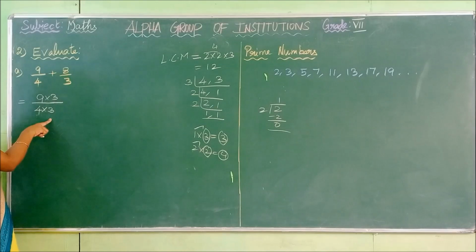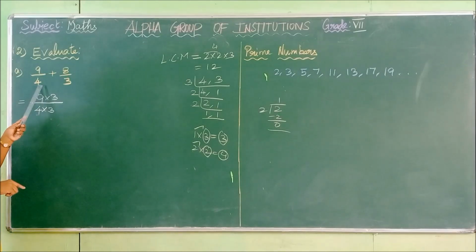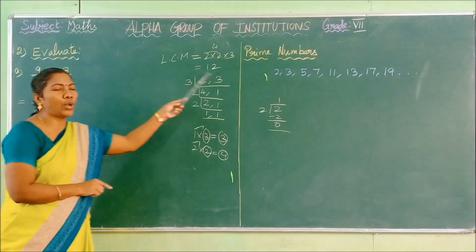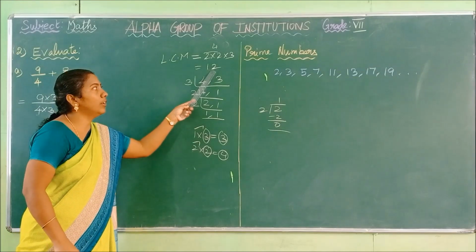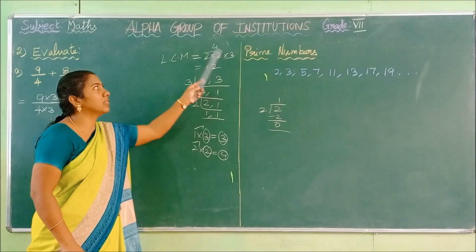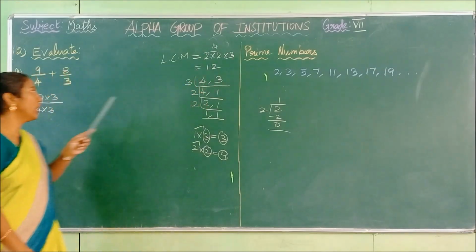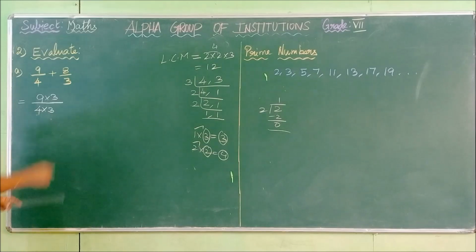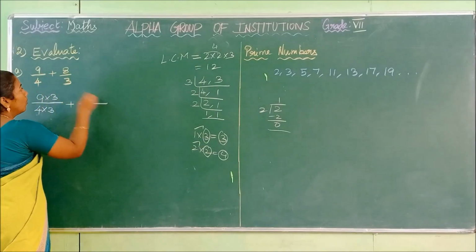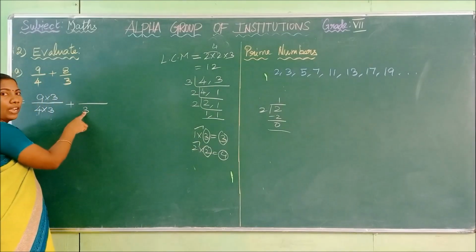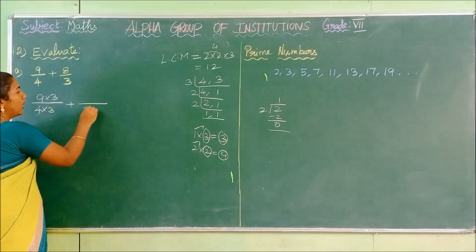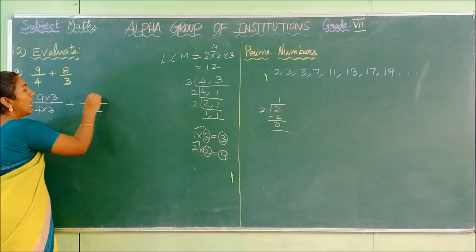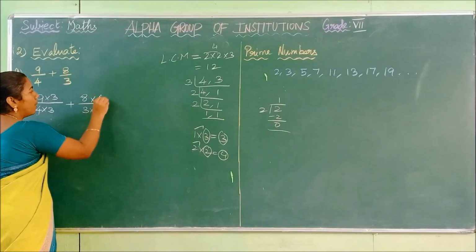Okay, do you understand what I am saying? We are going to convert this denominator 4 into 12. How do you convert the 4 into 12? By multiplying the 4 by 3. So while you are multiplying the denominator by 3, you have to multiply the numerator also. So 9 into 3, 4 into 3. Then write the symbol plus. What should we multiply with the 3 to get 12? 4. So multiply the denominator by 4 as well as the numerator by 4.